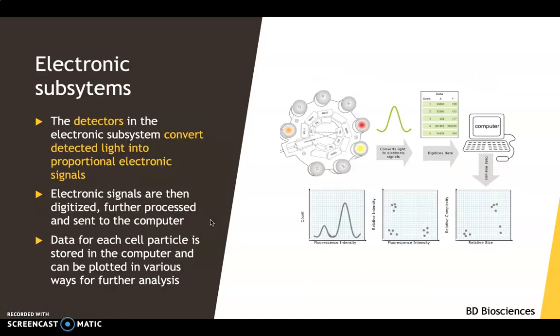The last bit is the electronic subsystem. It will consist of arrays of detectors which are able to convert the detected light into proportional electronic signals. Basically the electronic signals will then be digitized, further processed and sent to the computer. The data for each cell particle will be stored in the computer, and this data can be plotted in various ways for further downstream analysis.